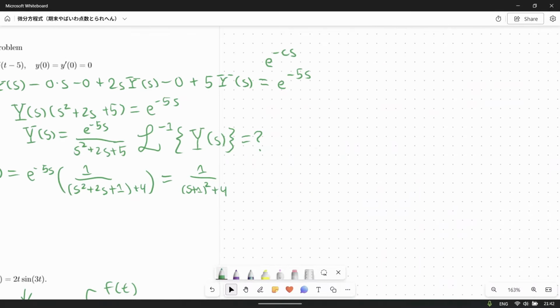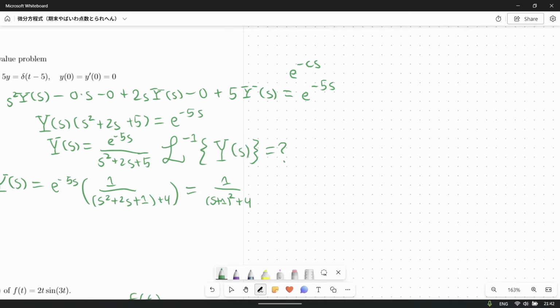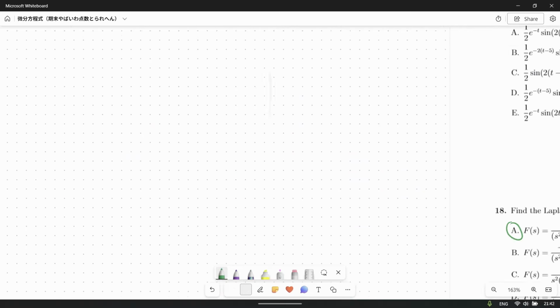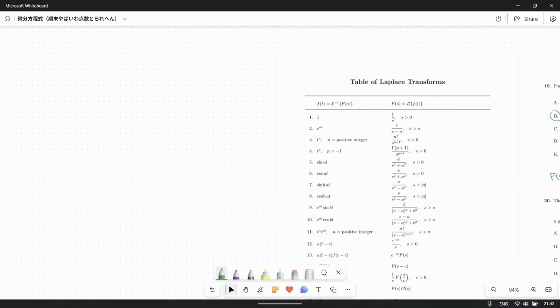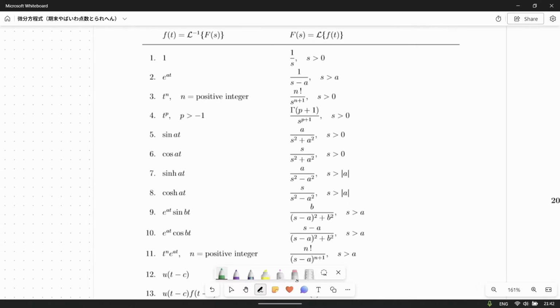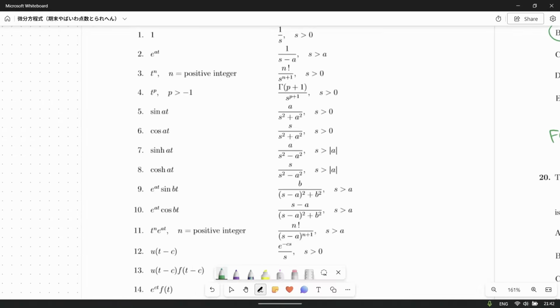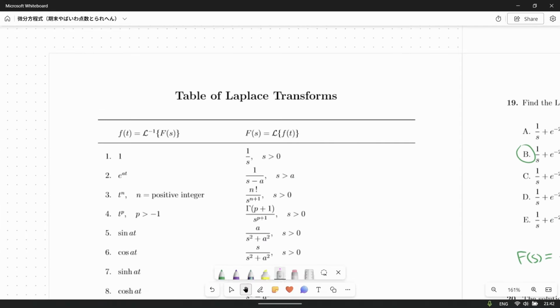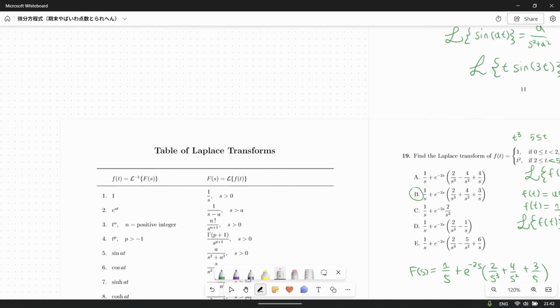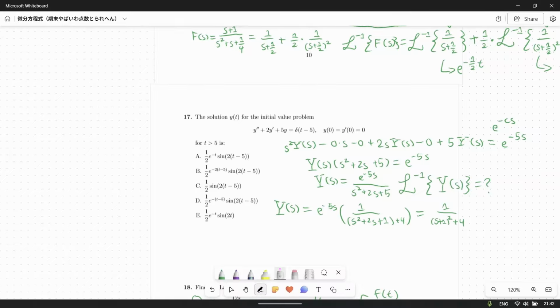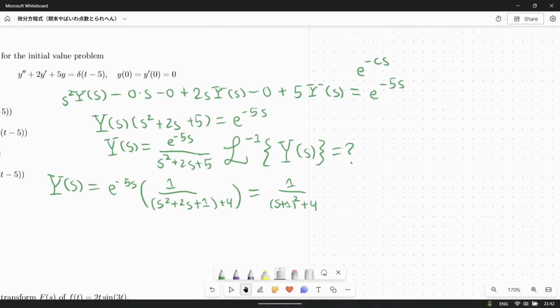And so now you can see that this is going to be closer to the form, if we go to our Laplace table, this is going to be closer to the form of case number 9 down here. So the Laplace transform of e to the at times sine of bt. You can see how it kind of resembles this form. So let me write that over here. That's the form that I'm going to be working towards.